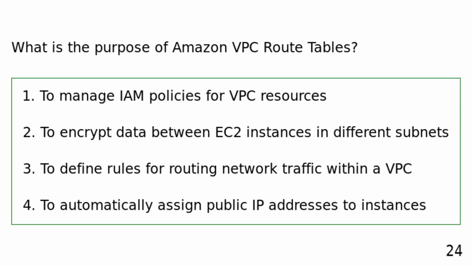What is the purpose of Amazon VPC route tables? To manage IAM policies for VPC resources. To encrypt data between EC2 instances in different subnets. To define rules for routing network traffic within a VPC. To automatically assign public IP addresses to instances.